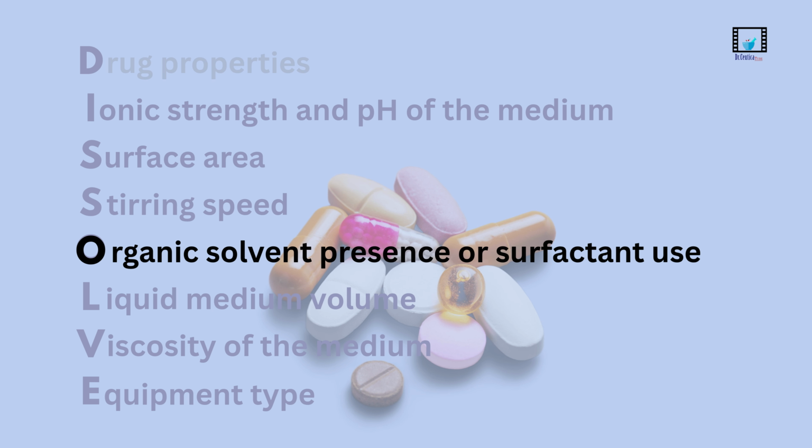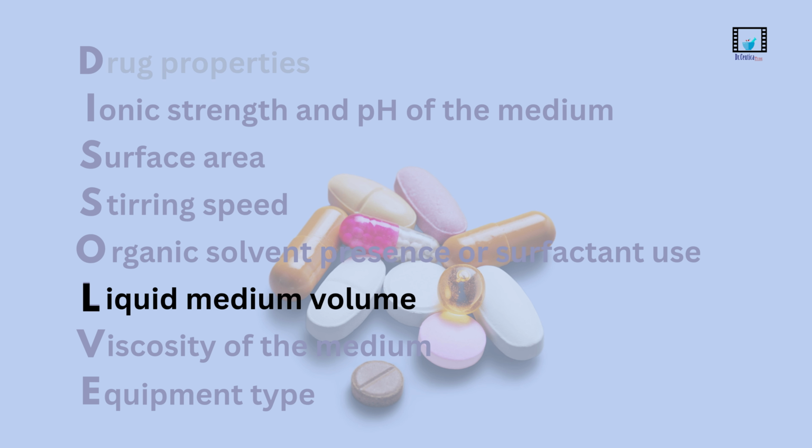L is the liquid medium volume. Adequate volume is essential to maintain sink conditions, that is, the ability of the medium to dissolve at least 3 times the amount of drug present in the dosage form. Insufficient volume can lead to artificially low dissolution values.